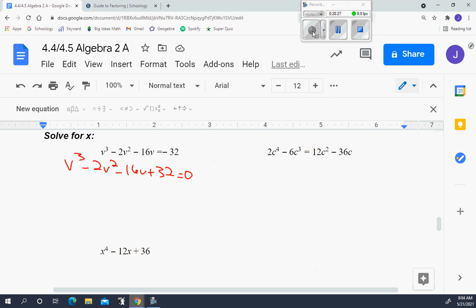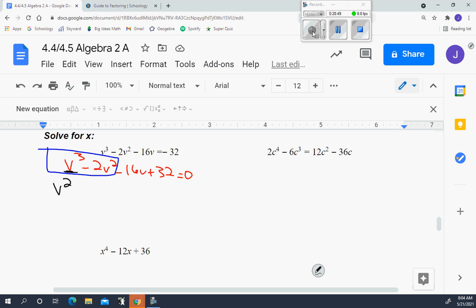I know what grouping is. I'm going to show you right here. Factor by grouping. Grouping means we're going to factor by taking out whatever these two have in common. Just the first two. V cubed minus 2v squared. They both have at least v squared.